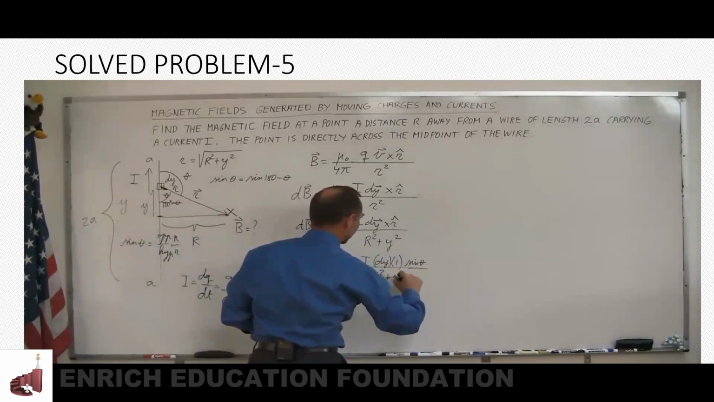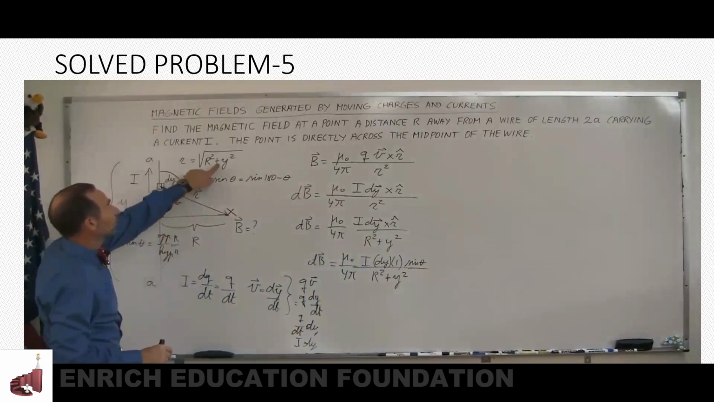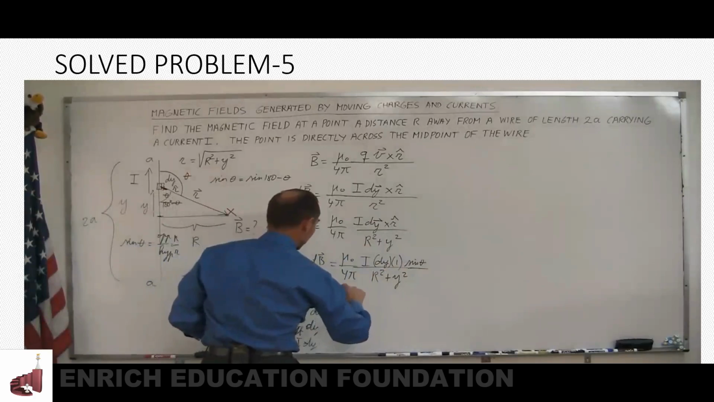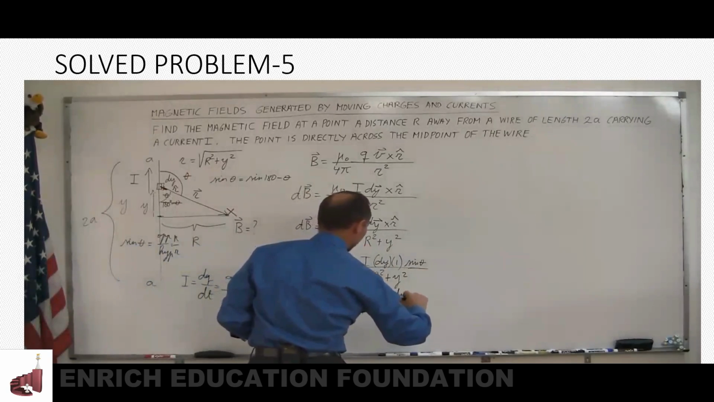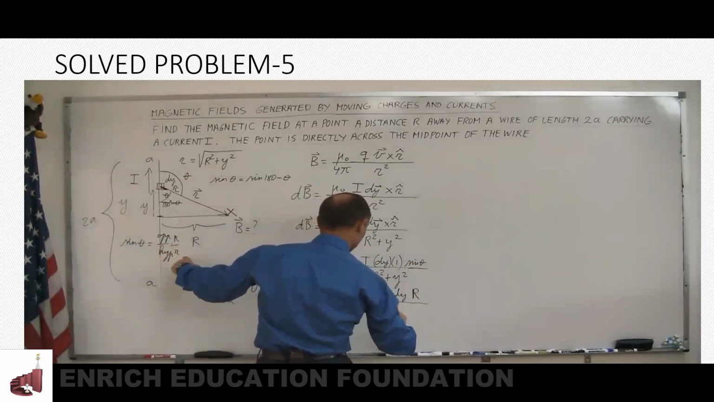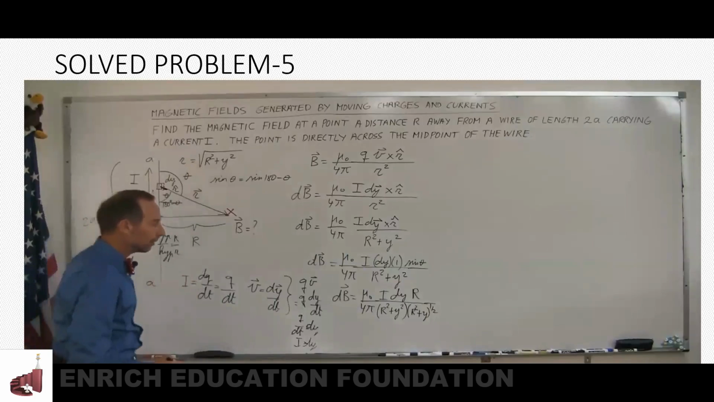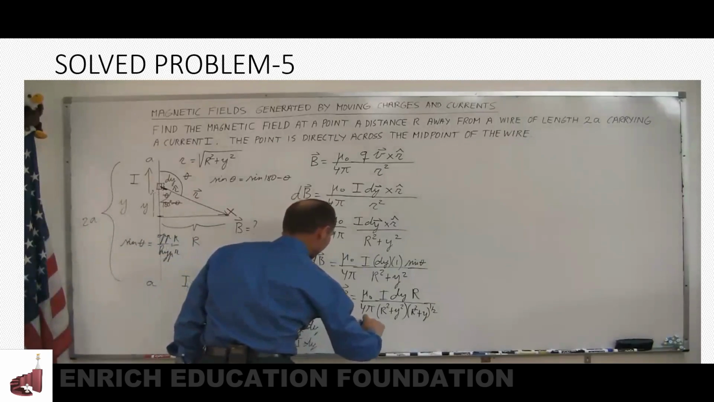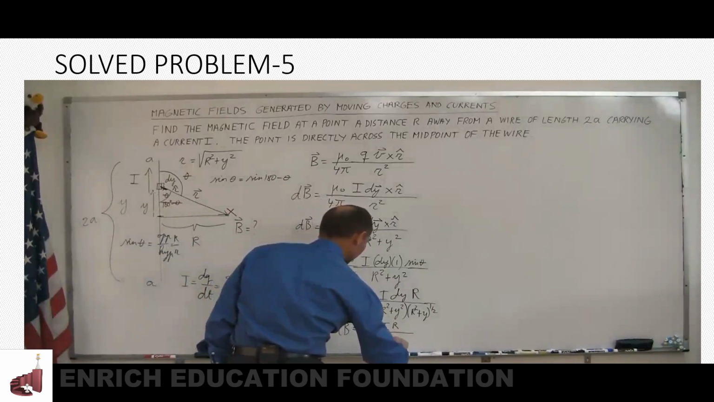And then divided by r squared plus y squared. And then I can see that the sine of theta can be written as big R over little r. Since little r is equal to the square root of r squared plus y squared, we can say dB is equal to mu sub naught divided by 4 pi times I times dy, and instead of the sine of theta, I'm going to write big R divided by little r. And little r is r squared plus y squared to the 1/2 power, the square root of this. Then I can combine all that and finally write that dB is equal to mu sub naught divided by 4 pi times I times r divided by the quantity r squared plus y squared to the 3/2 power.